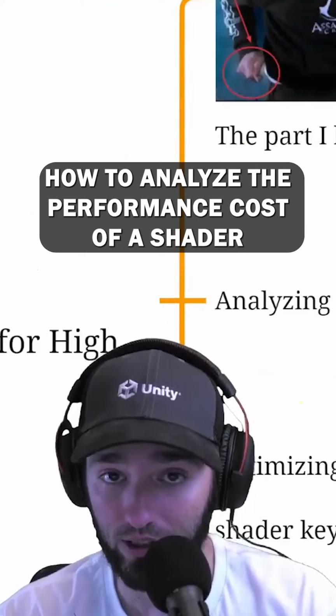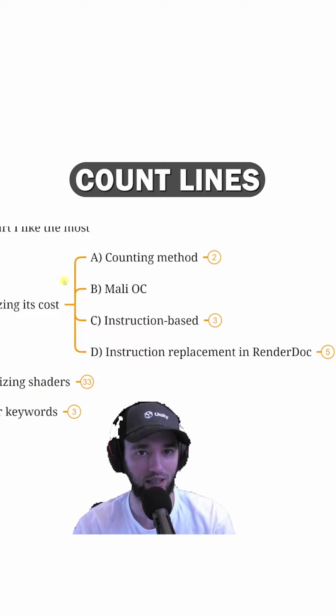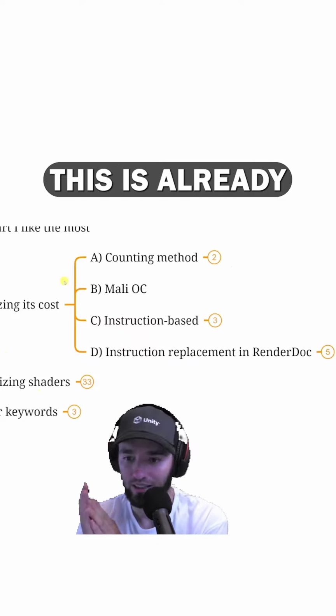How to analyze the performance cost of a shader. First, if I had no idea, I would just do the counting method. Count lines, count properties. Okay? This is already a good heuristic.